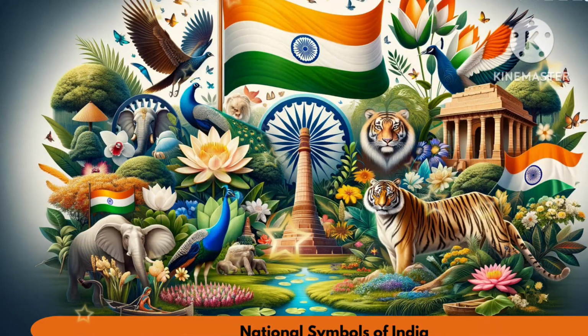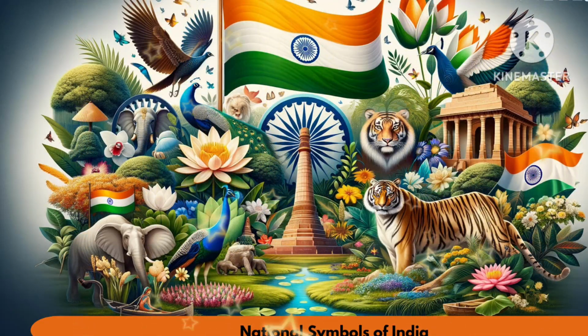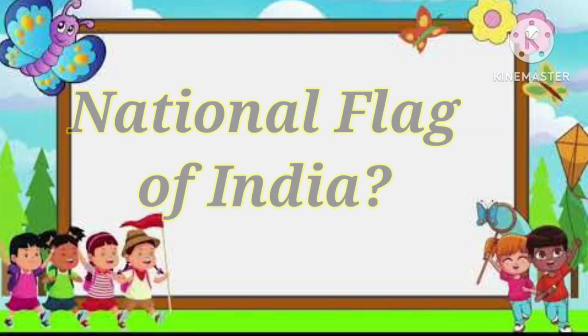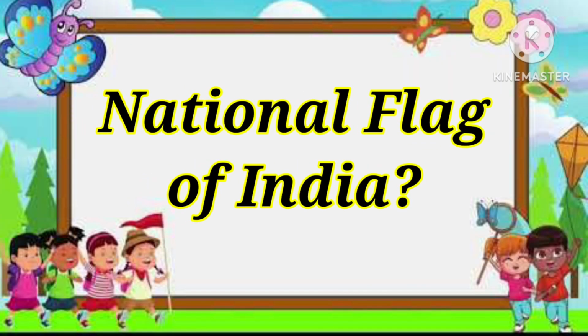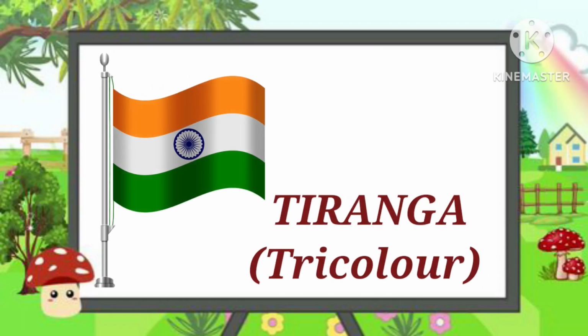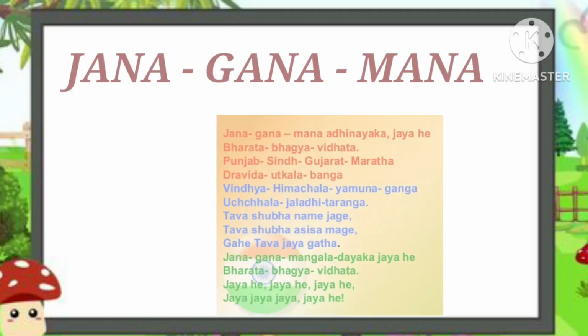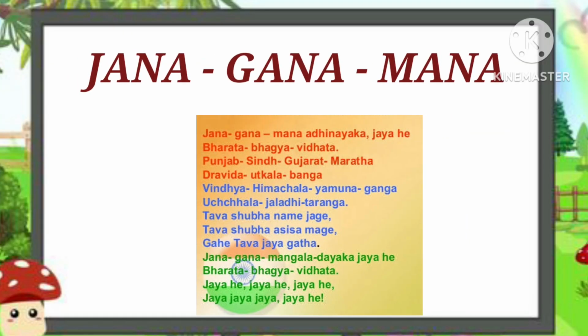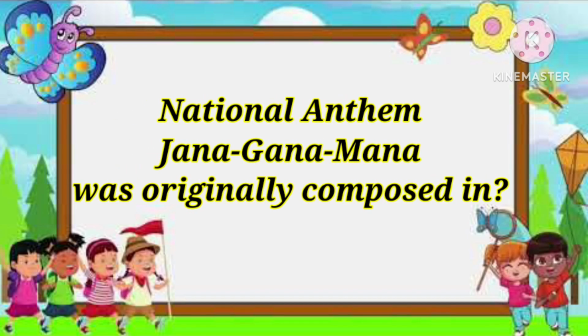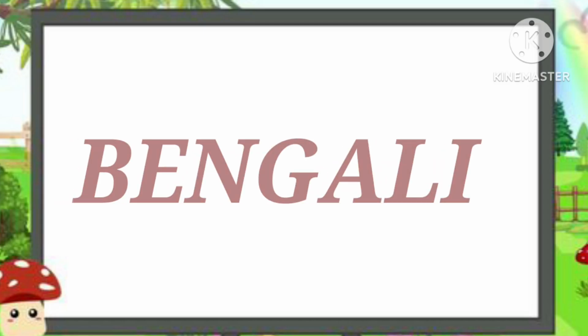Hello kids, today we learn national symbols of India. Let's start. National flag of India: Tiranga, tricolor. National anthem of India: Jana Gana Mana. The national anthem Jana Gana Mana was originally composed in Bengali.